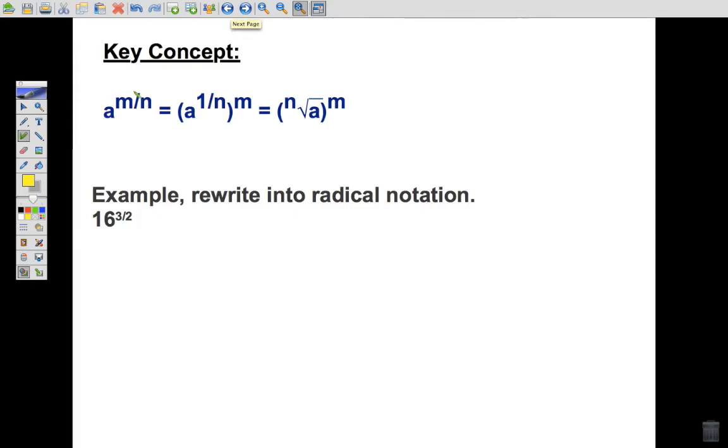This also works when you have a fraction where the numerator is not 1. Let's say it's some variable m, or in this case, let's look at the number example, 16 to the 3/2. We know that 2, that denominator, is what's going to go inside of the hook. That's our index number. We're taking a second root. But 3 remains an exponent. The 3 can be inside of the parentheses with the 16 underneath the radical, or it can be outside of the parentheses. And in this case, we would want to leave it on the outside.